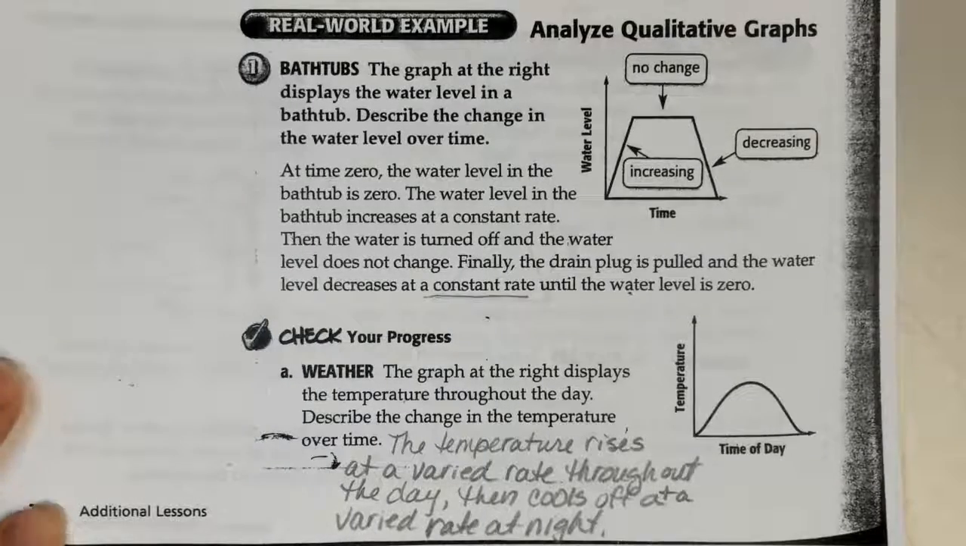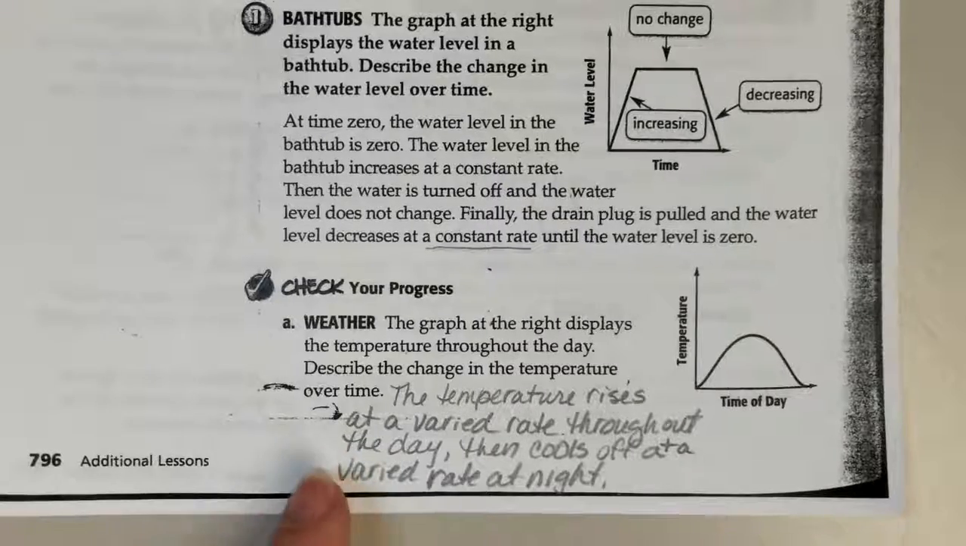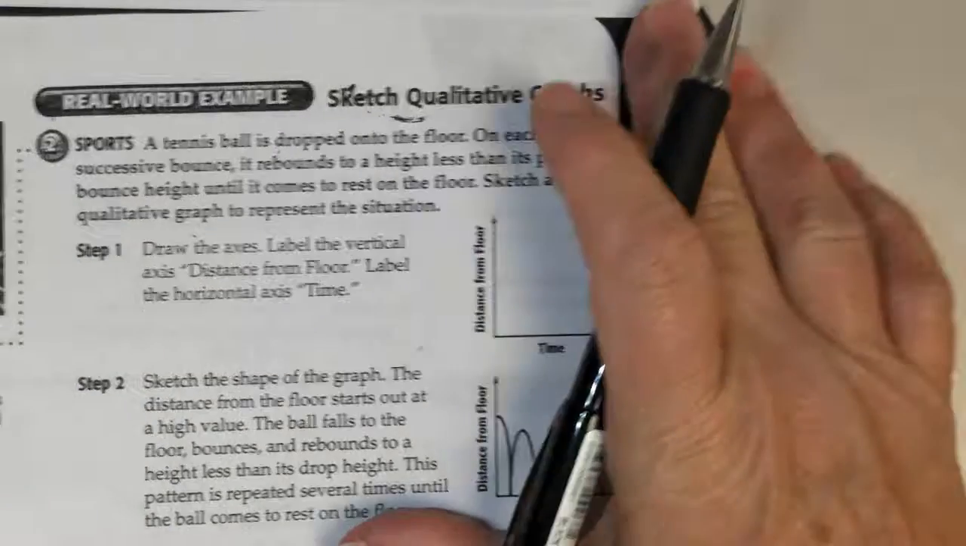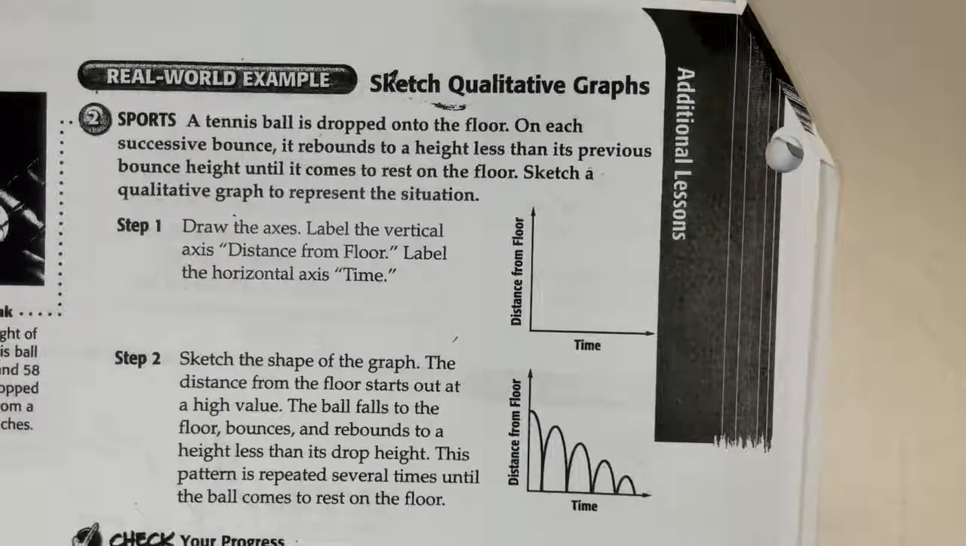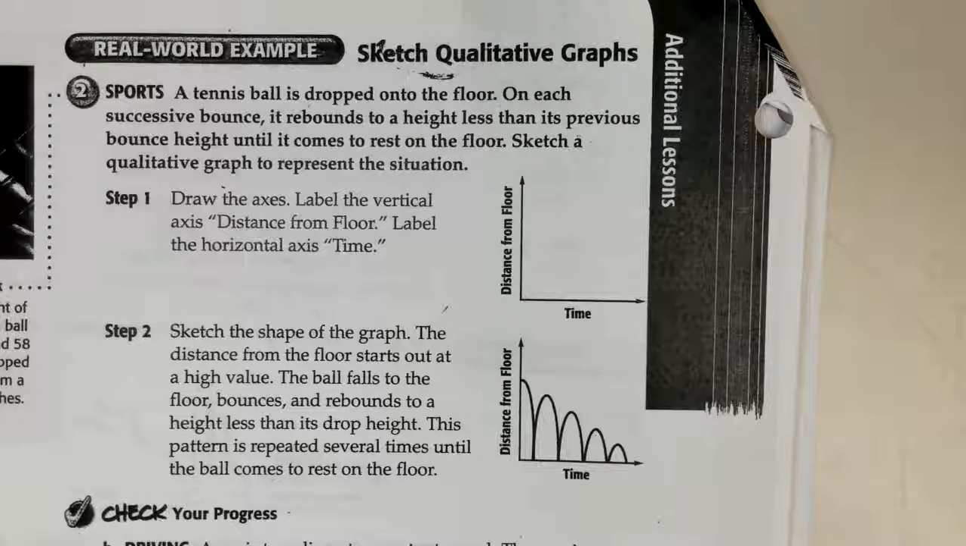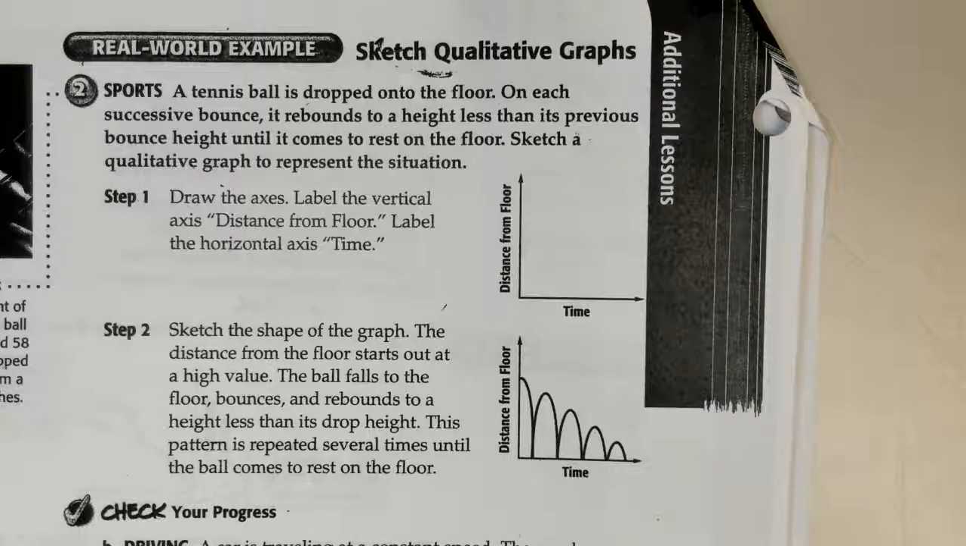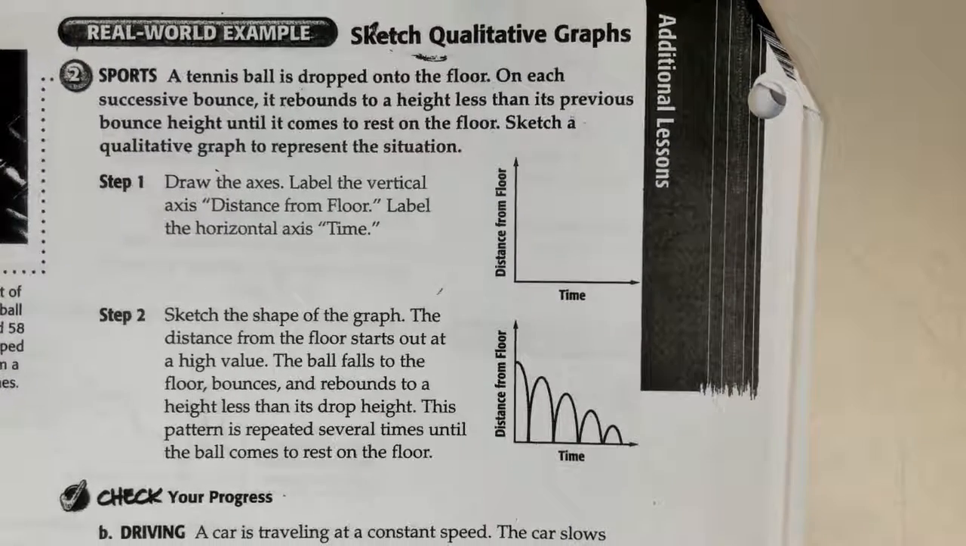Okay, so keep your eye on that as we go through these other examples, and you're going to watch for keywords like constant rate or steady rate or varied rate. The next page takes you through an example where you've got a tennis ball that's dropped onto the floor, and with each successive bounce it rebounds to a height less than its previous bounce until it finally comes to rest. So this would be an example where they asked you to sketch the qualitative graph to represent the situation.